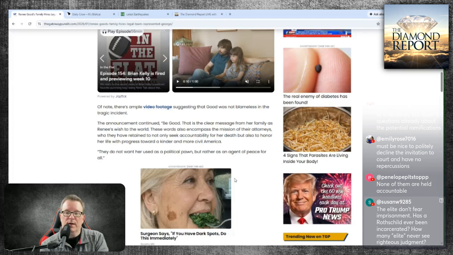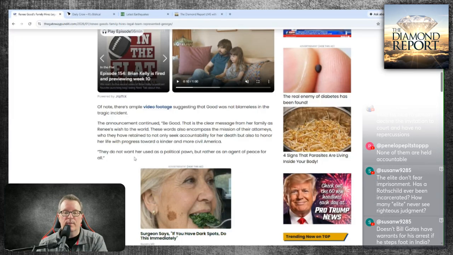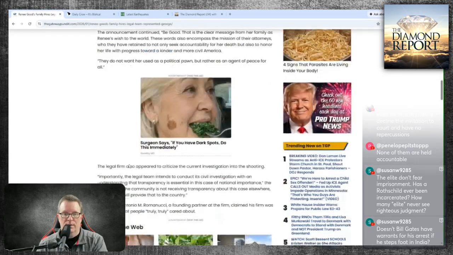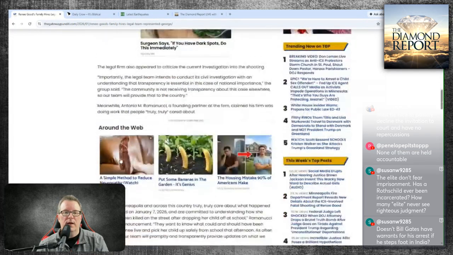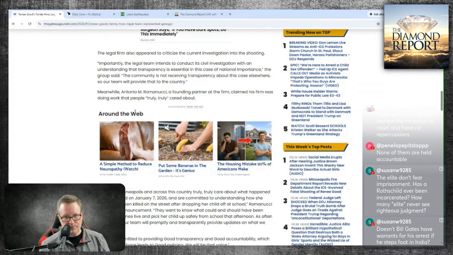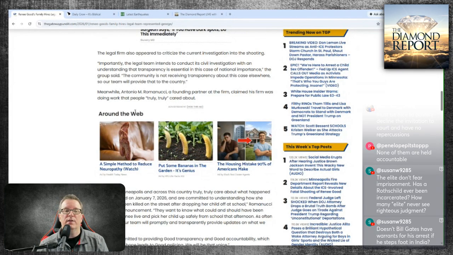These words also encompass the mission of their attorneys, who they have retained to not only seek accountability for her death, but also to honor her life with progress toward a kinder and more civil America. They do not want her used as a political pawn, but rather as an agent for peace. Yeah, well, I think it's too late for that, don't you? The legal firm also appeared to criticize the current investigation into the shooting.